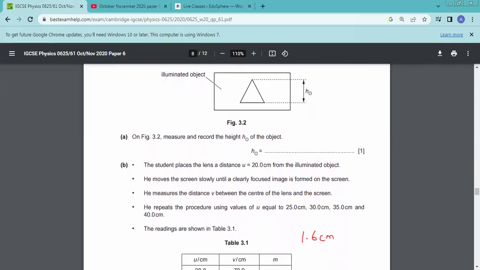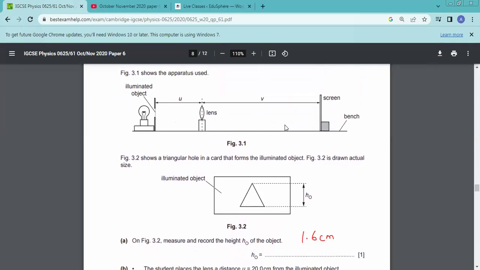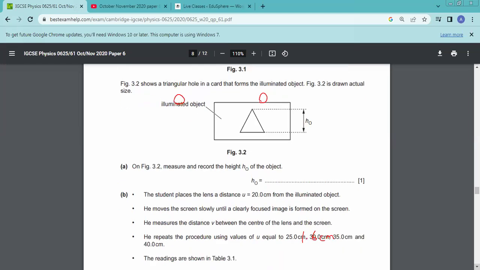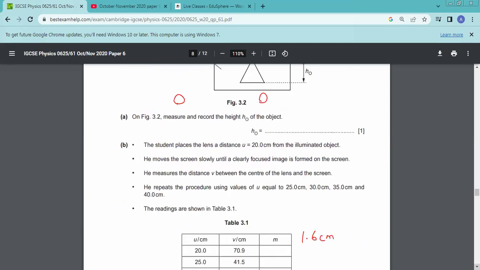Then he measures the distance V between the center of the lens and the screen. Now, V is between the center of the lens and the screen. This is going to be the distance V, as it's even written here. This is V and this is U. He adjusted the screen so that he can get the clear image on the screen. They told us that U is 20, so this is 20 centimeter at this point. This 20 centimeter is actually showing us the proper image on the screen, and V is this much distance, which is between the lens and the screen.